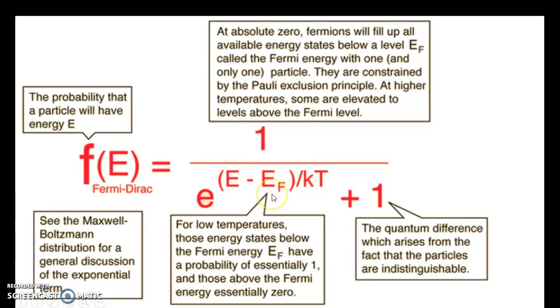For low temperatures, these energy states below the Fermi energy have a probability of essentially 1, and those above the Fermi energy essentially 0. The quantum difference arises from the fact that these particles are indistinguishable. So what this tells us is that the energy is not available for those electrons to jump in the semiconductor when the temperature is low. As temperature increases, as we see with usage in our electronic devices, our phone, our calculator, our computer, as we start to use those and they get warmer, semiconductors actually conduct electricity better at higher temperatures.